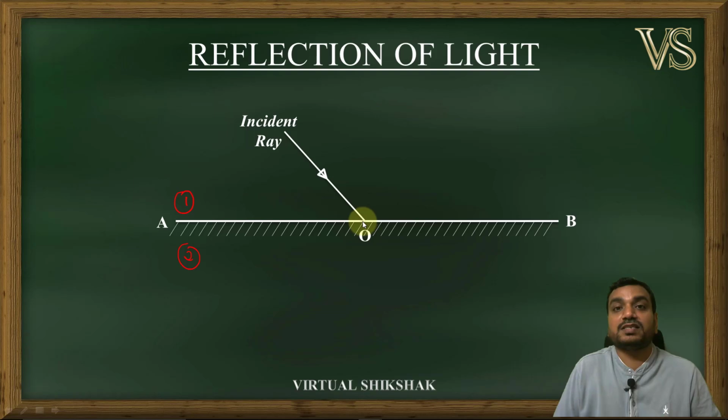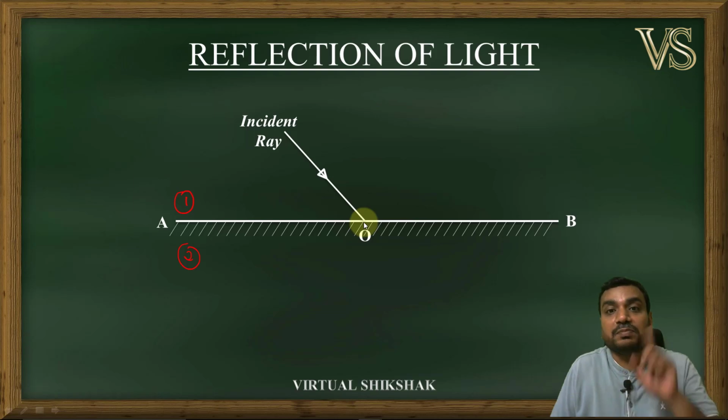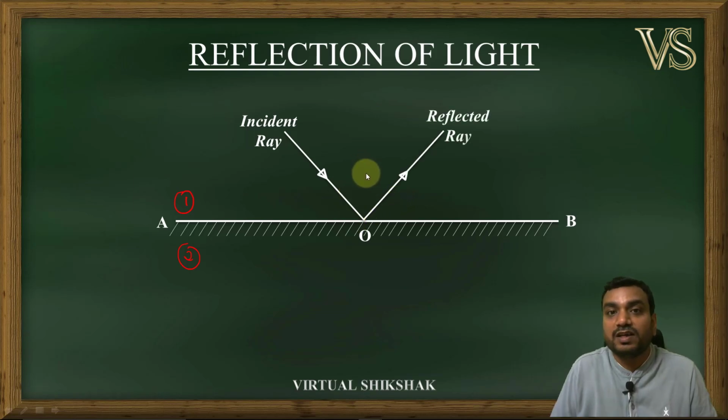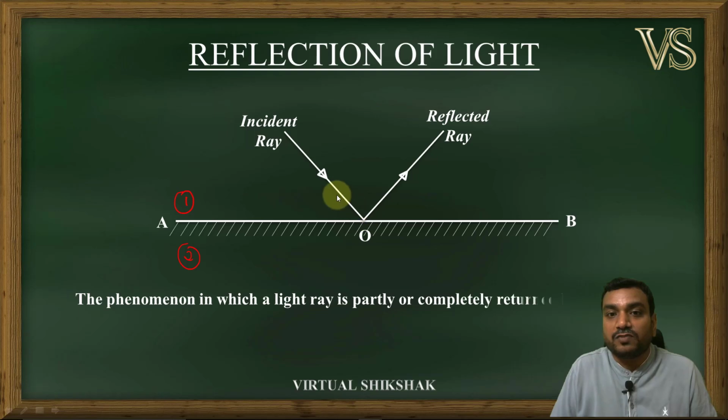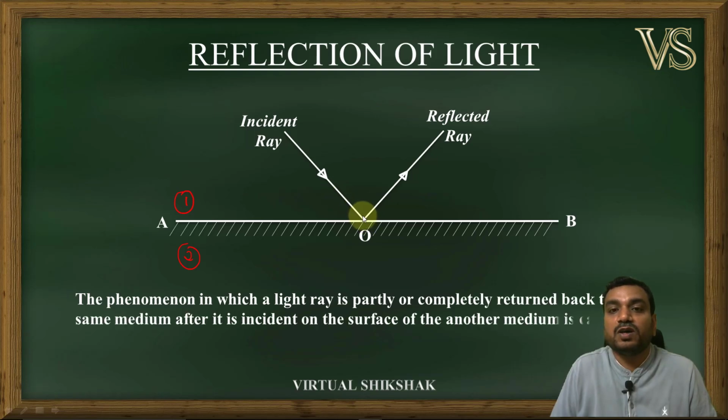After hitting the interface, a part of the incident ray or the complete incident ray may turn back to the same medium, that is, it is going to travel back to medium 1 only. Then this phenomenon is called reflection of light. As you can see here, after hitting the interface at point O, the complete incident ray turns back to the same medium, and the ray of light which is turned back is called the reflected ray.